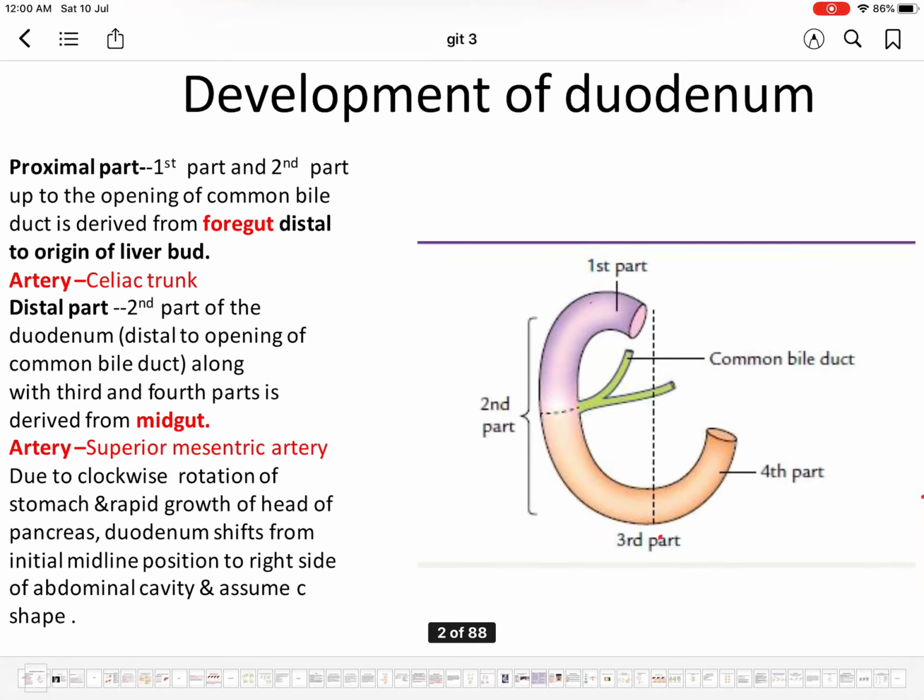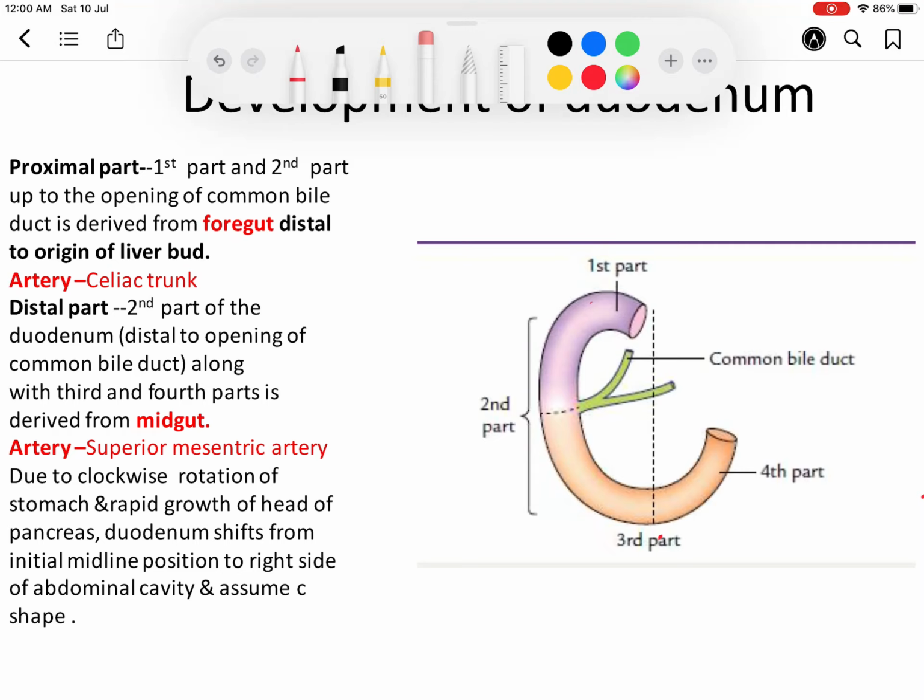Good morning everyone. Today we will discuss the development of the duodenum. Duodenum development is endodermal, and the proximal part of the duodenum develops from the foregut and the distal part develops from the midgut. Here you can see this purplish part, it is the first part and the second part of the duodenum up to the opening of the bile duct.